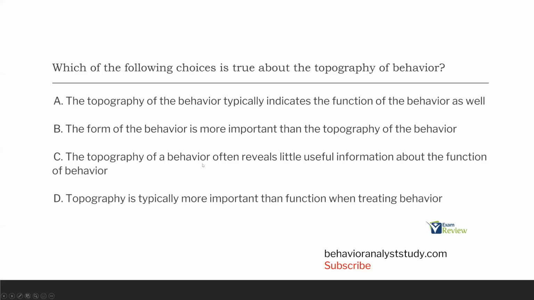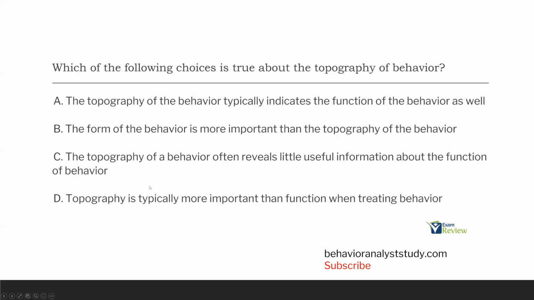C, the topography of a behavior often reveals little useful information about the function of behavior. Yes, okay. Whatever the behavior looks like typically tells you very little about why it's actually occurring. How are we identifying why the behavior is occurring? Well, we're looking for antecedents and consequences. What that behavior looks like doesn't really tell us that. It just gives us a good way to identify it as we measure and change it.